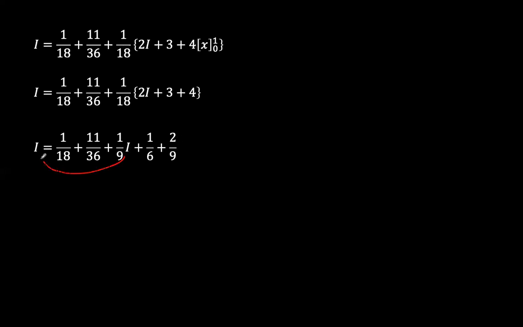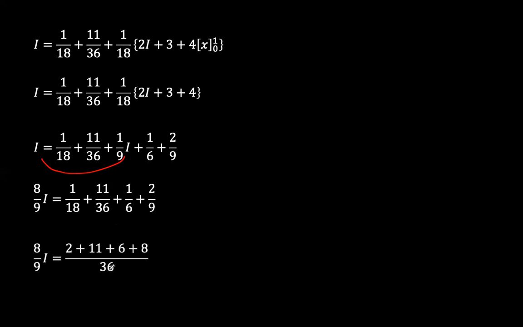So if we transfer that this side, we get 8 over 9 i is equal to 1 over 18 plus 11 over 36 plus 1 over 6 plus 2 over 9. And so the lowest common multiple is 36. 36 divided by 18 is equal to 2. 36 divided by 36 is 1 times 11, 11. 36 divided by 6 is 6 times 1 is 6. 36 divided by 9 is 4. 4 times 2 is 8. So 2 plus 11 is 13. 13 plus 6 is 19. 19 plus 8 is 27.